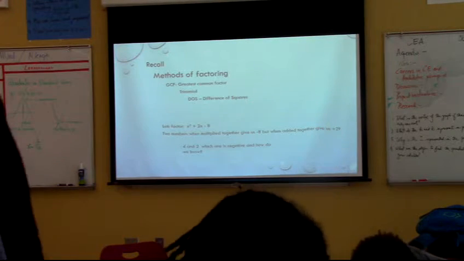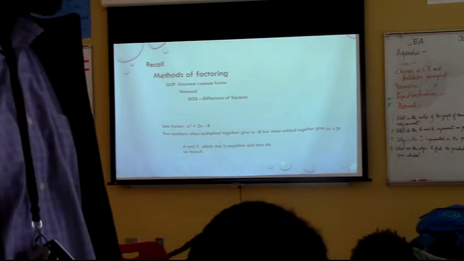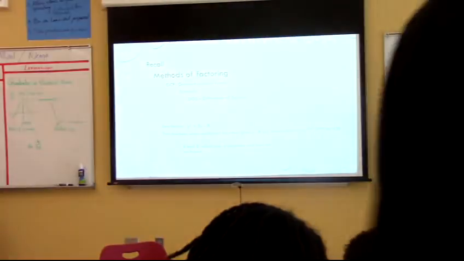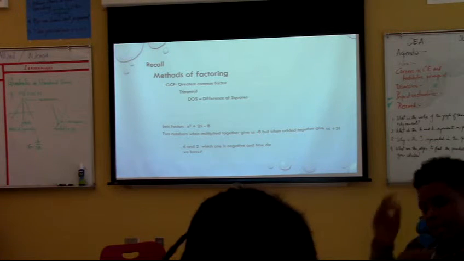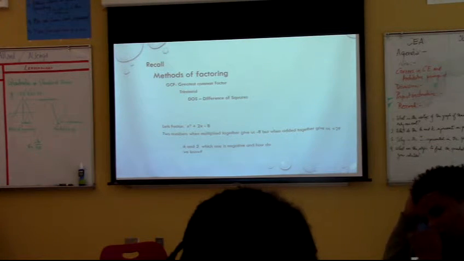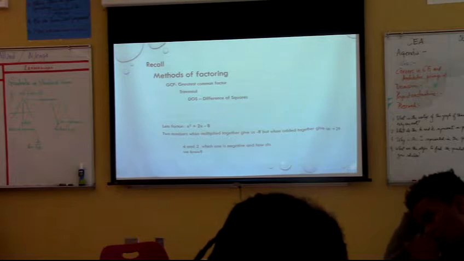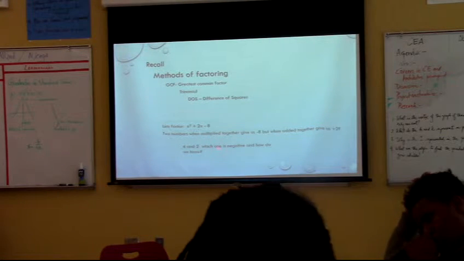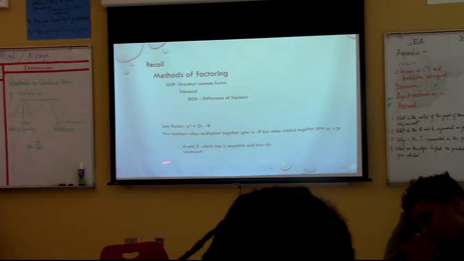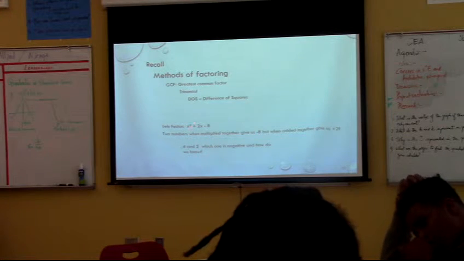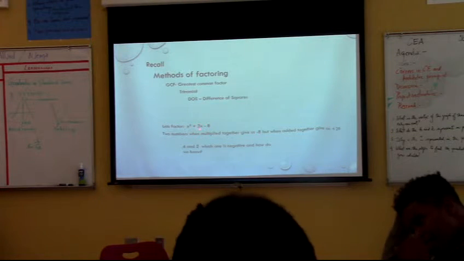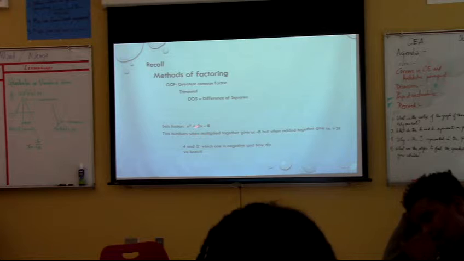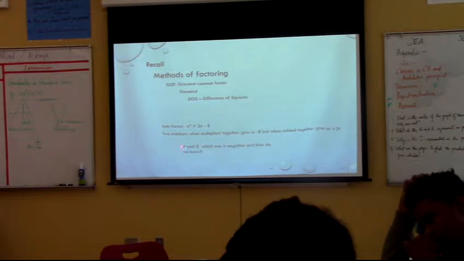We need two numbers that when multiplied together give us -8, but when we add them together give us +2. Those two numbers are 4 and 2, but one is negative. We know which one is negative because this B value is positive, so the bigger number is positive.